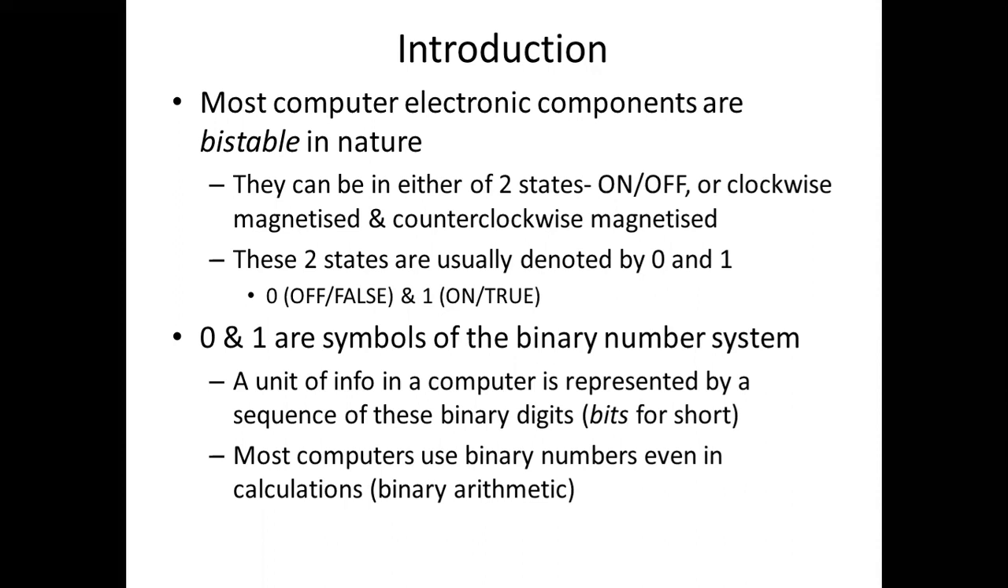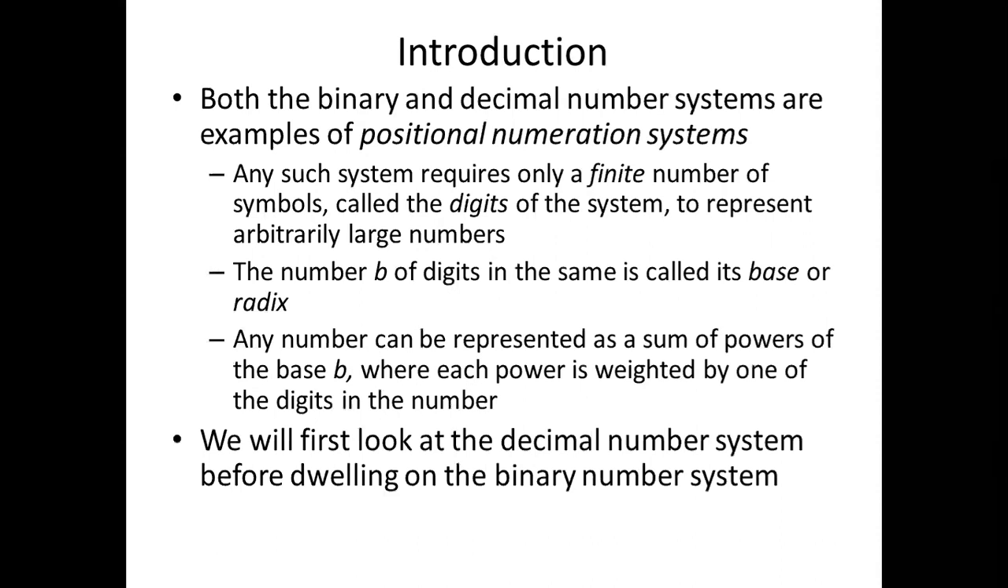A unit of information in a computer is represented by a sequence of these binary digits. Bits is short for binary digits. Most computers use binary numbers even in calculations, which is called binary arithmetic, which we'll look at in the second lecture in this series. Both the binary and decimal number systems are examples of positional numeration systems.